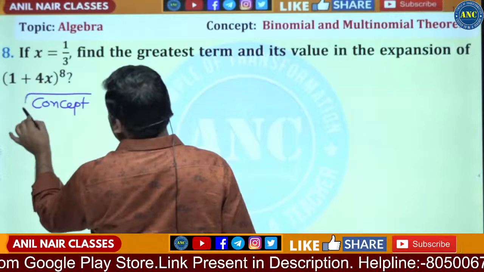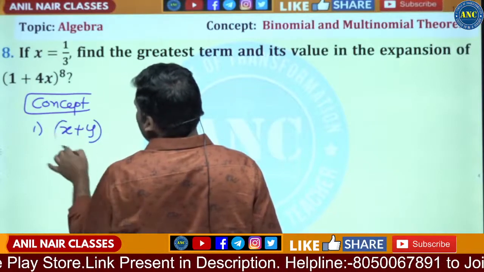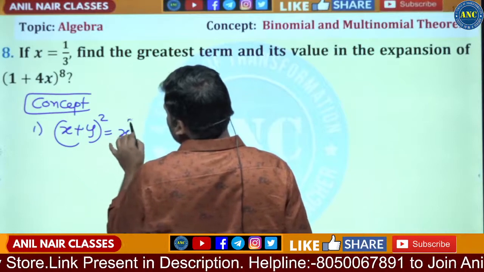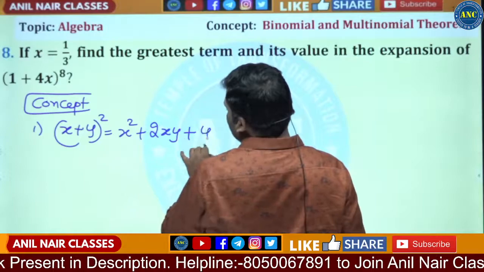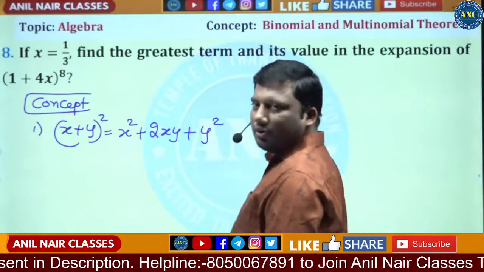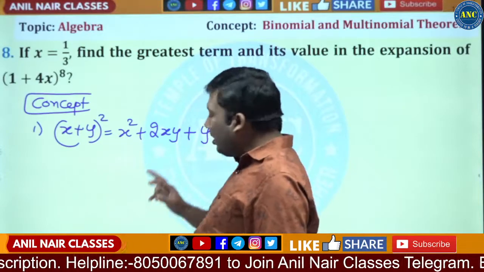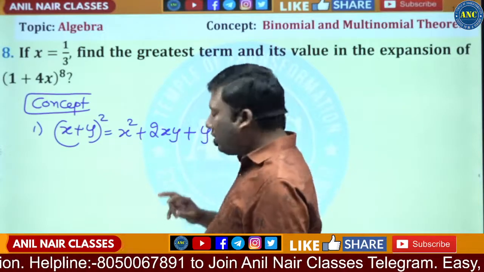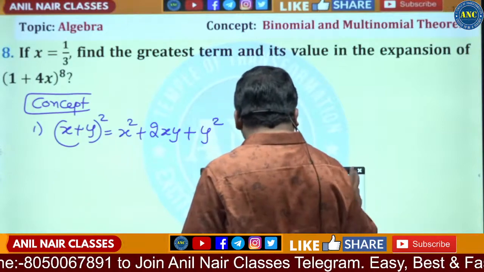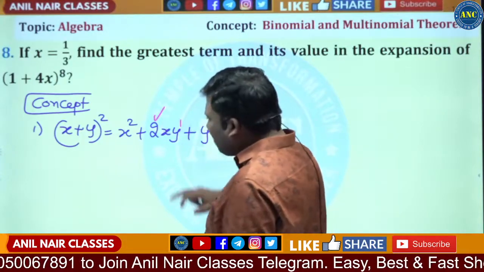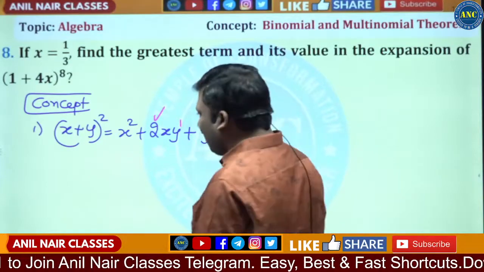Suppose I take x plus y whole square. x plus y whole square is given by x square plus 2xy plus y square. What is the coefficient of x square? 1. What is the coefficient of xy? 2. What is the coefficient of y square? 1. 1, 2, 1. Which one is highest? The highest coefficient is only for one value.